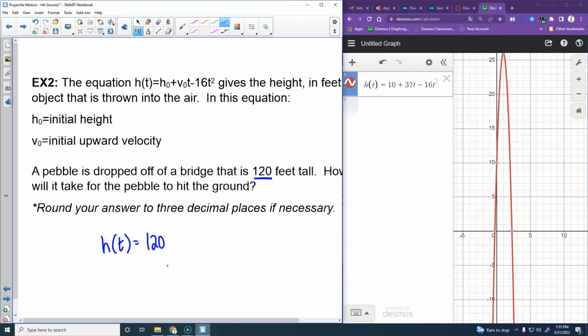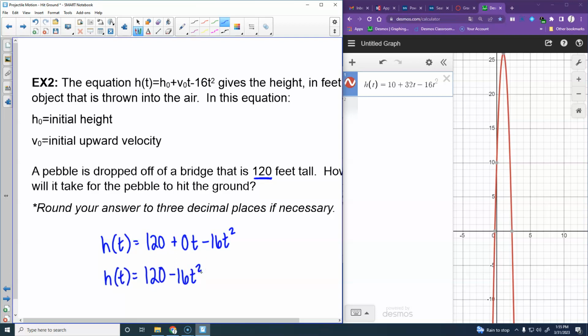It's just falling, it's just dropped, right? So they're not throwing it up into the air or anything, it's just dropped. So I've got 0t, and then we'll have minus 16t squared. But really, do I need to write 0t? 0 times t is 0. It just goes away. So you can write it this way if you want: 120 minus 16t squared.